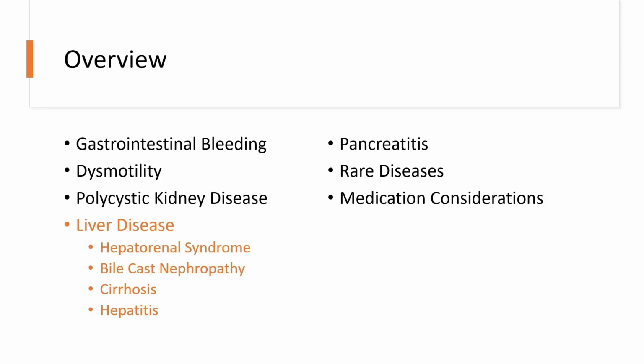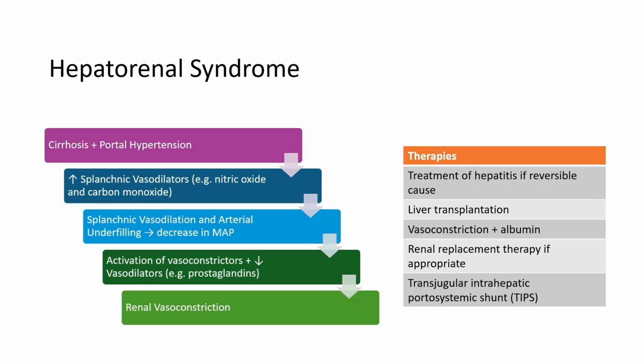All right, so we'll move on to liver disease. So first I'm going to talk about hepatorenal syndrome. The classification for this changed relatively recently from HRS type 1 and type 2 to HRS AKI and HRS CKD, but the concepts are the same.